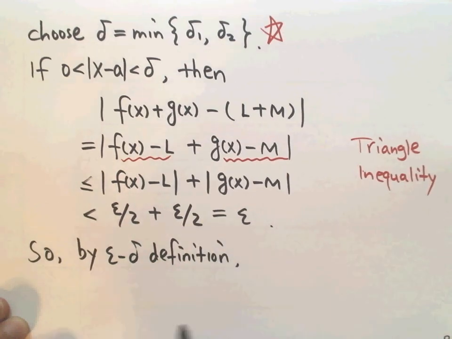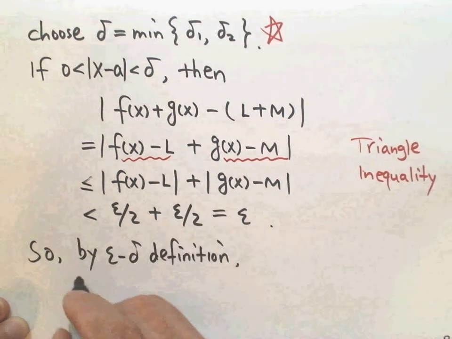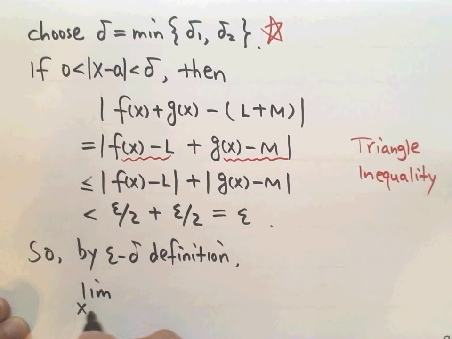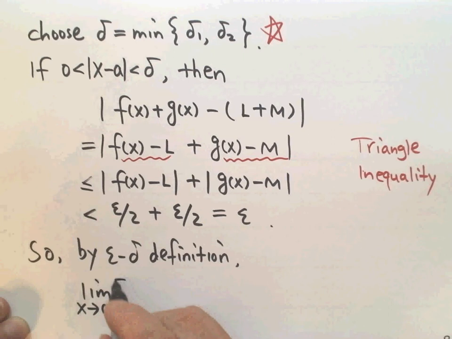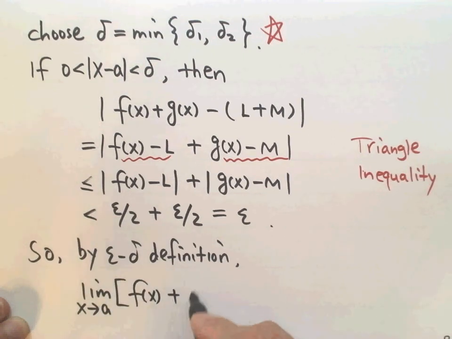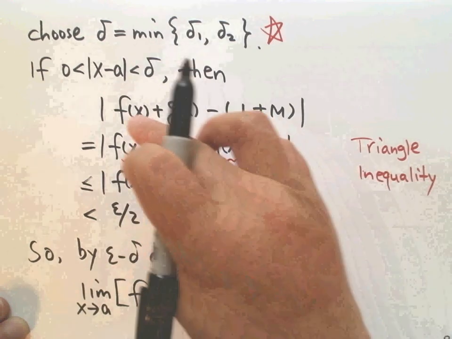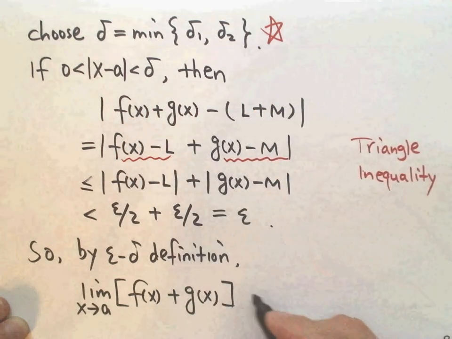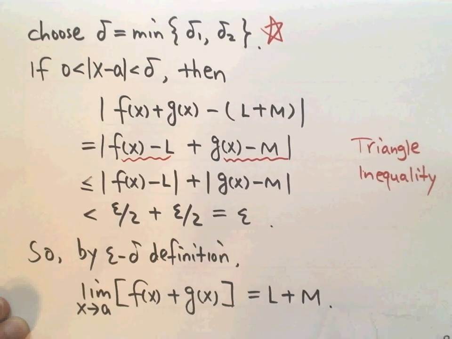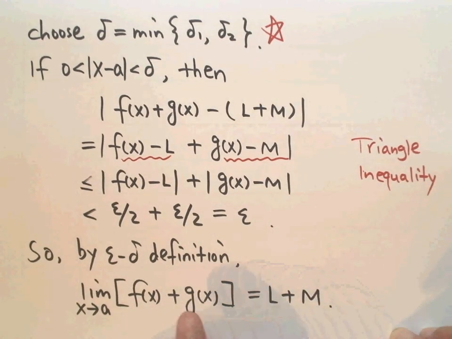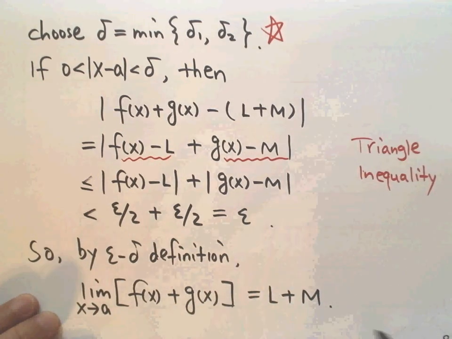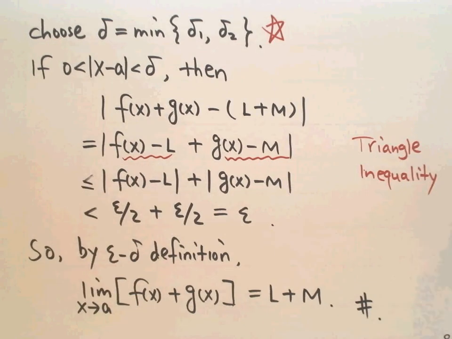So what do we get? We get the conclusion. By the epsilon-delta definition, we have the limit of f(x) plus g(x), the bigger function, equals L plus M. L is the limit of f, M is the limit of g. This is what it is, the sum law. Yeah, that's all. Thank you.